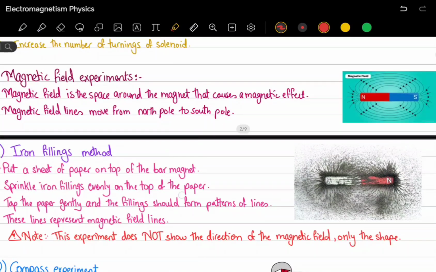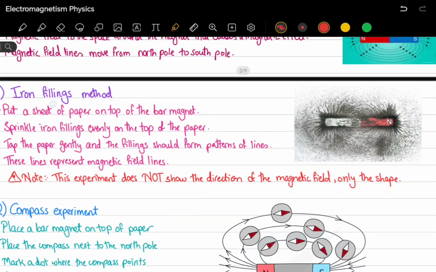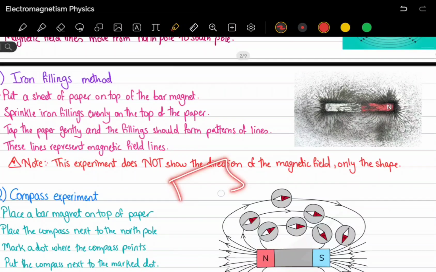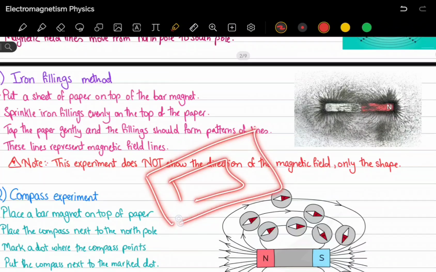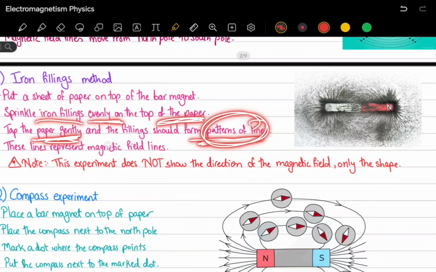Talking about the magnetic field experiments, the first one you should take into consideration is the iron filings method. When you get a bar magnet and put a sheet of paper on top of the bar magnet, sprinkle iron filings evenly on top of the paper and then tap the paper gently, and the filings should form patterns of lines. These lines represent the magnetic field lines.